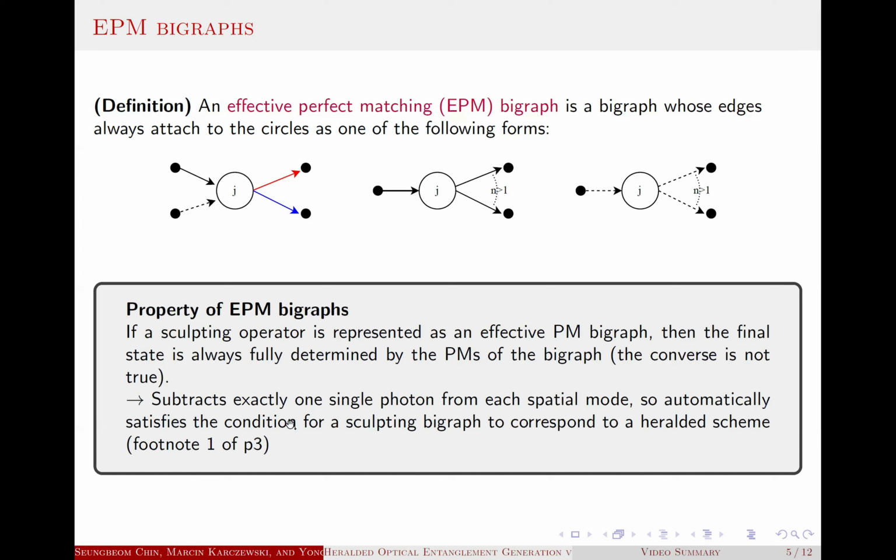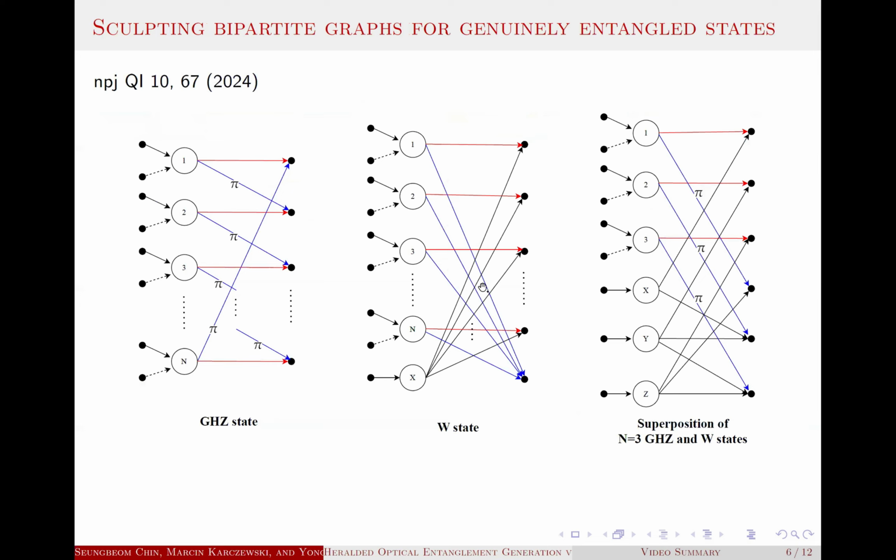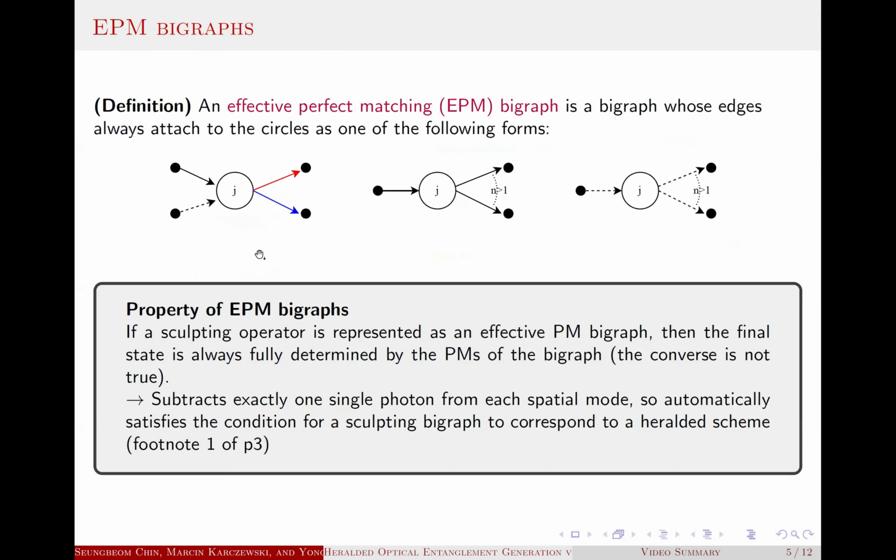So it subtracts exactly one single photon from each spatial mode, so it automatically satisfies the condition for a sculpting bigraph to correspond to a heralded scheme. See footnote 1 of page 3 in our paper for a more detailed explanation on this point. And these are the sculpting bigraph solutions for generating three important multipartite entangled states: GHZ, W, and the superposition of n equals 3 GHZ and W states. You can directly check that they are all EPM bigraphs that satisfy this condition.